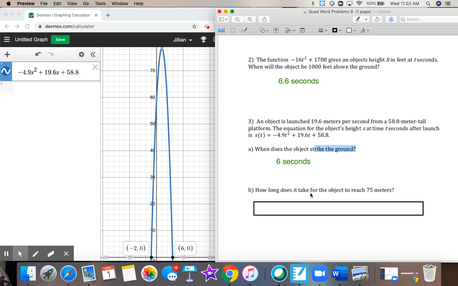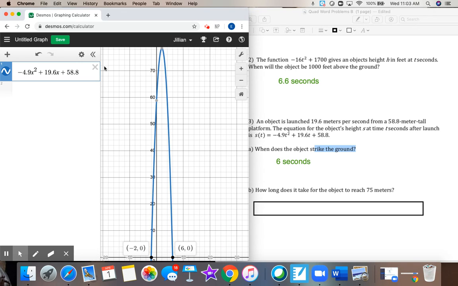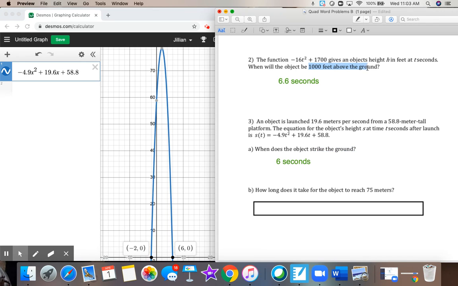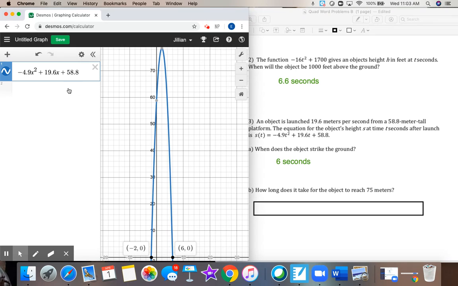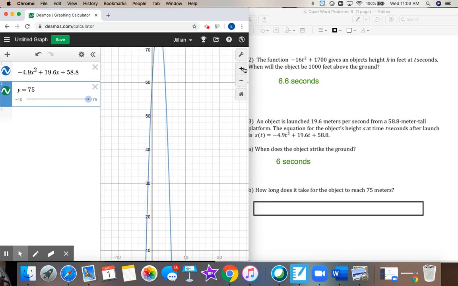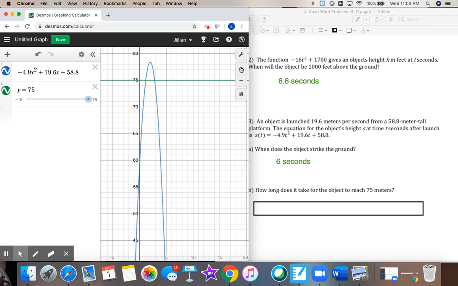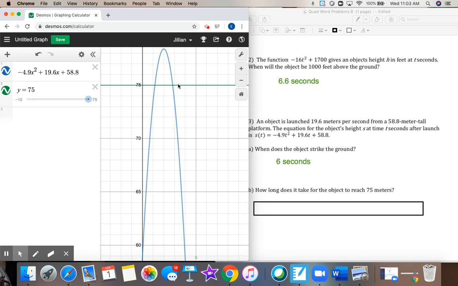Okay. Now, how long does it take for the object to reach 75 meters? This is the same as the last question, when we wanted to find how long it would take to be 1,000 feet above the ground. How long does it take for this one to be 75 meters above the ground? If it's 75 meters, that means the height is 75 meters, which means our y value is 75. So we're going to go ahead and make a line at y equals 75, and it makes a nice green line for us. We're going to see where that intersects our parabola, which represents the path that the object takes.